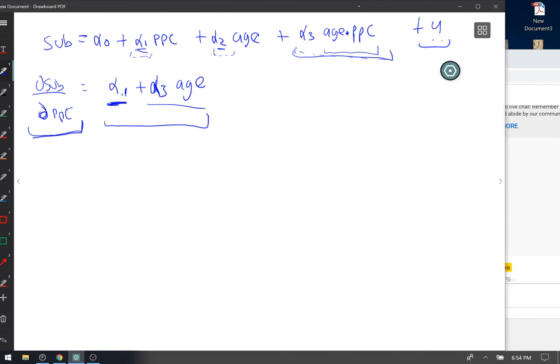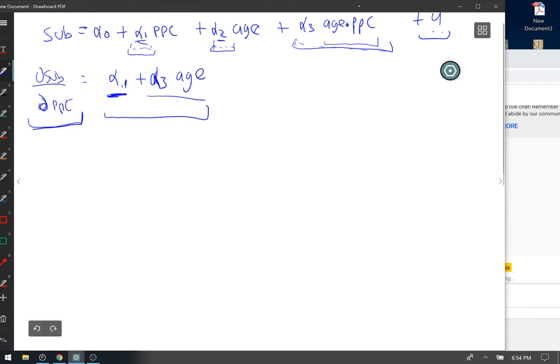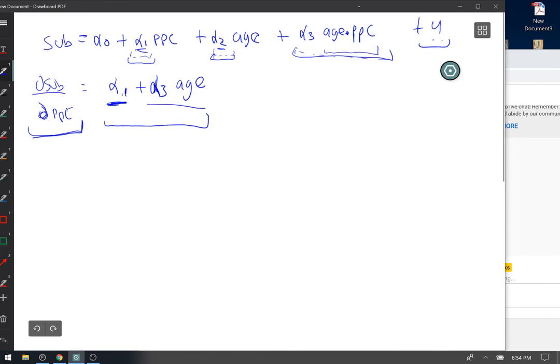So we want to then just reparameterize it so that these coefficients on PPC and age reflect the marginal effect at the mean. So all we do is just add and subtract so we can do it then. So let's go back and rewrite it.